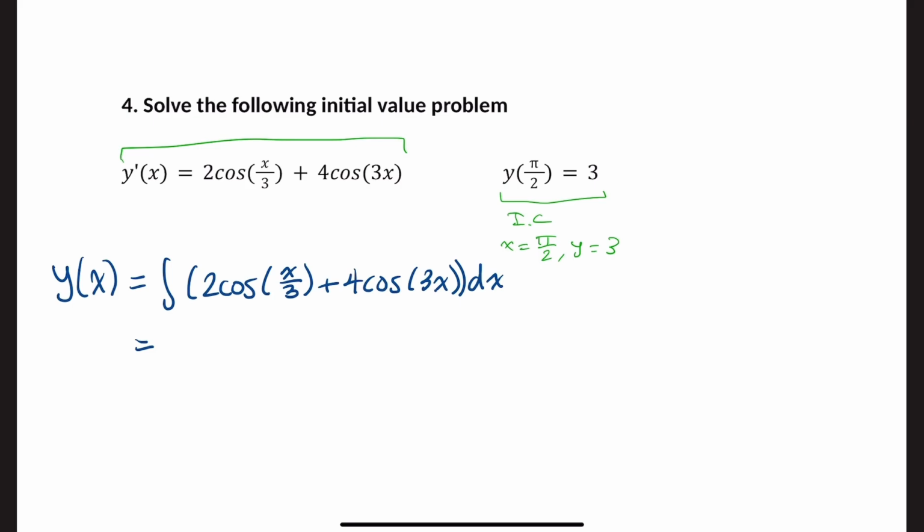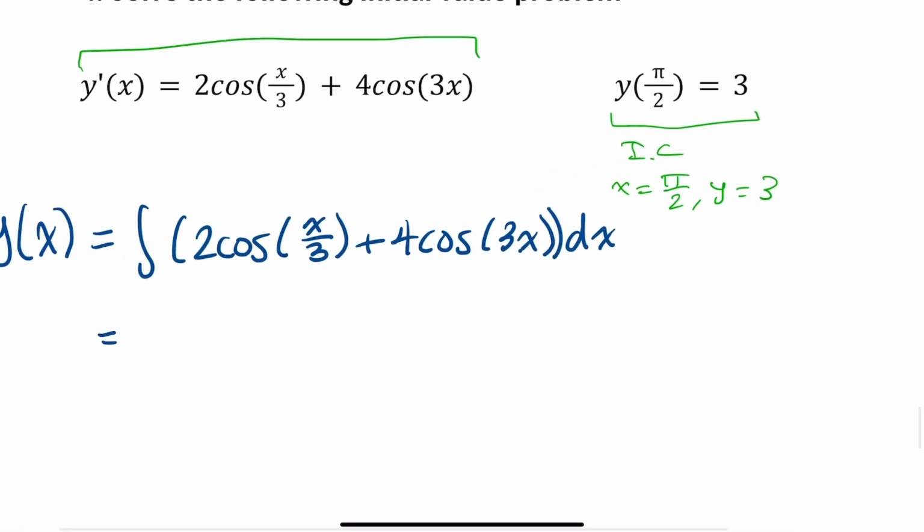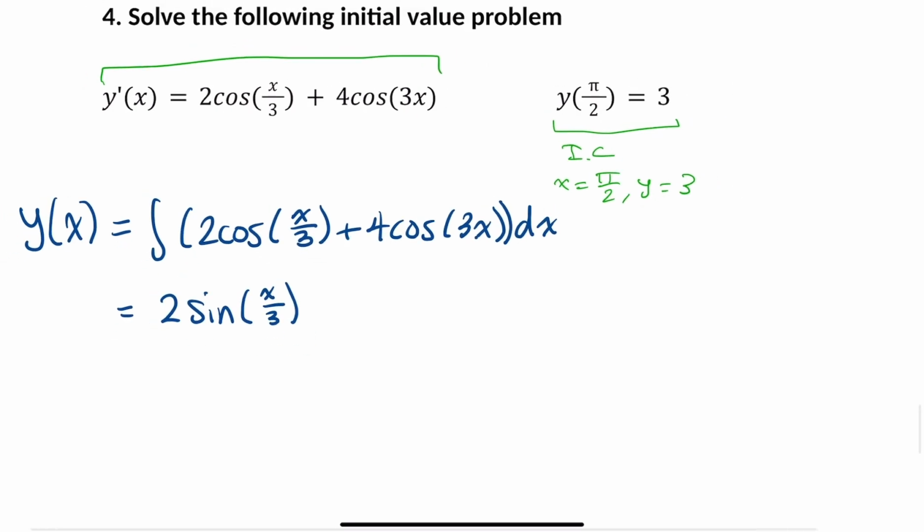And so what's the antiderivative of cos? The antiderivative of cos is just sine, and then we have the 2 and the x over 3 like normal, and we'll have to divide by 1 over 3, which is the derivative of the inside. But that's the same thing as saying multiplication by 3.